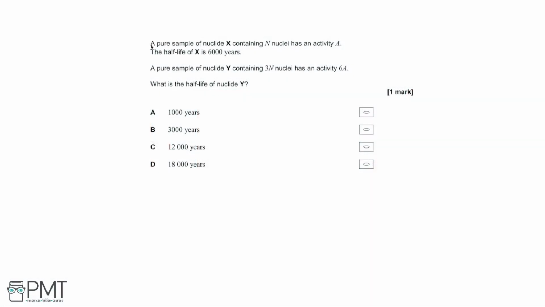This question is about activity. The question says, a pure sample of nuclide X containing n nuclei has an activity A. The half-life of X is 6,000 years. A pure sample of nuclide Y containing 3n nuclei has an activity of 6A. What is the half-life of nuclide Y?